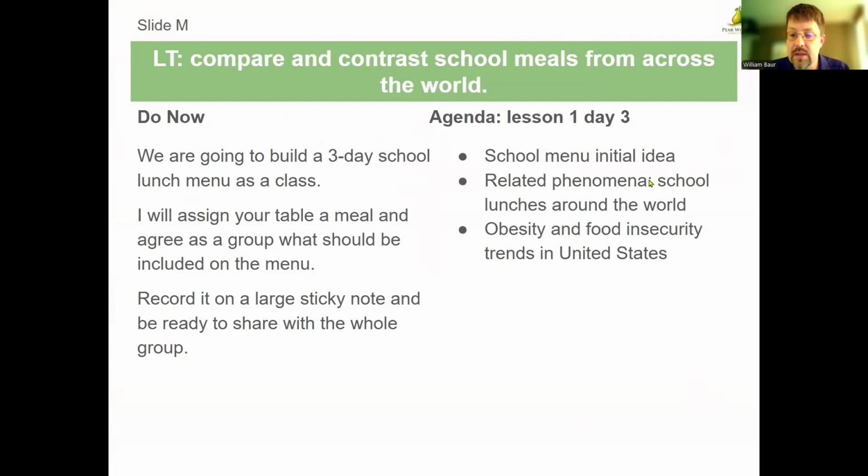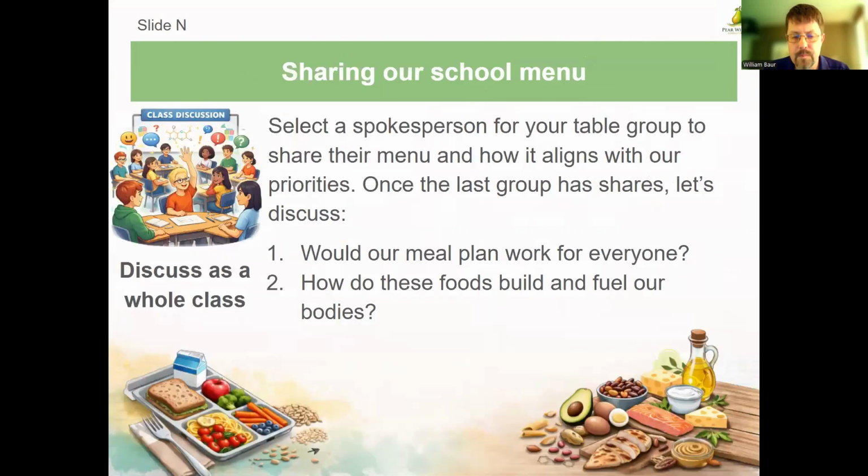Now we're on to day 3 of our first lesson. And at this point, students' table groups are going to share out their menu and get feedback from their classmates. So this slide really describes that process and gives us some questions to discuss.